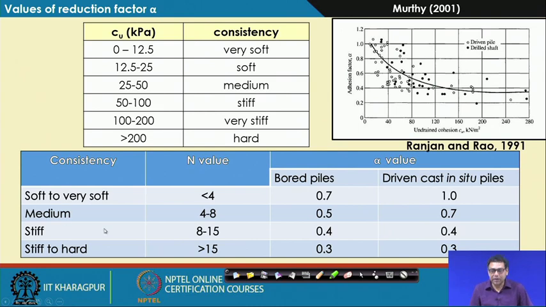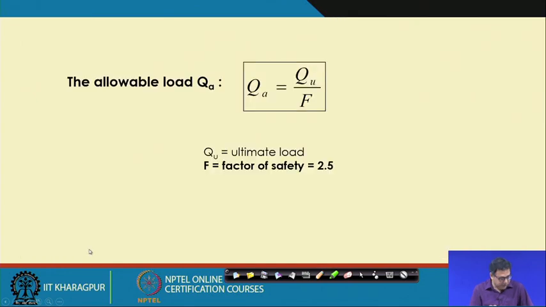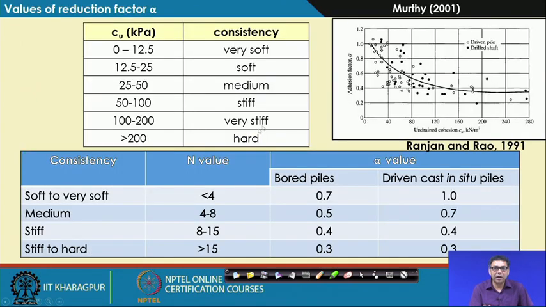So, we can use this table, or we can use this chart, which is applicable for driven piles or drilled shafts both. Here this is the undrained cohesion, and this is the adhesion factor. Or you can use this chart for different consistency of soil, soft to very soft, medium stiff, stiff to hard. This is how I will identify which type of soil it is based on the Cu value. So, I will get this information from this table also, and this table or chart we can use to determine the adhesion factor alpha.